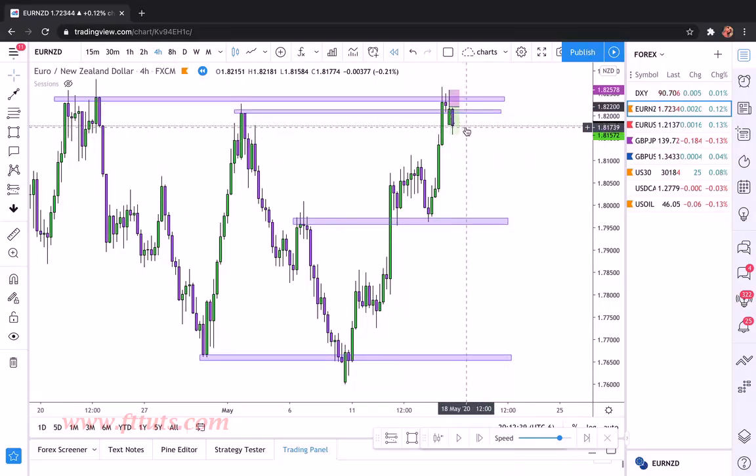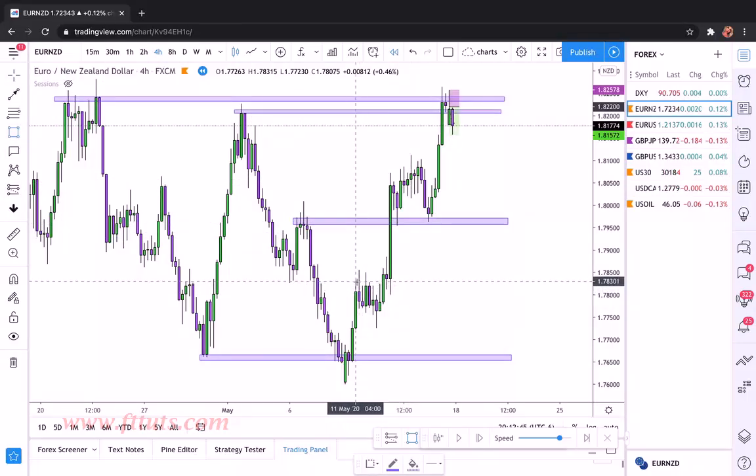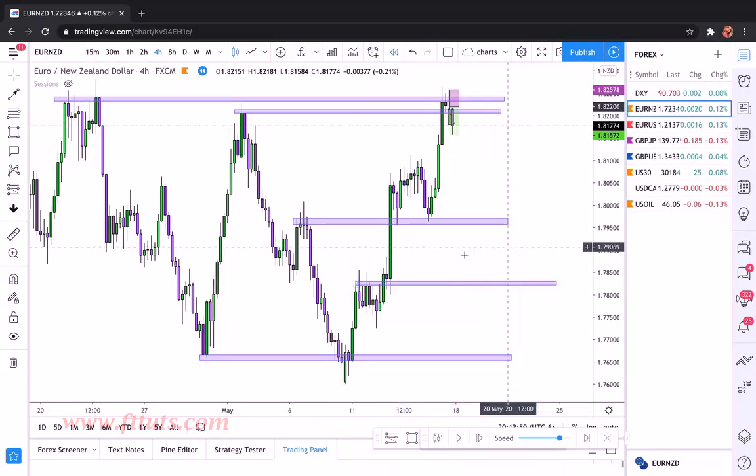So what we want to do is look at our TPs, okay? So this is TP1. This is minor structure right here. So we want to just outline it just in case it does not break, because what could happen is it could come up or come down here, support, and come back up to test. So let's just see what happens.